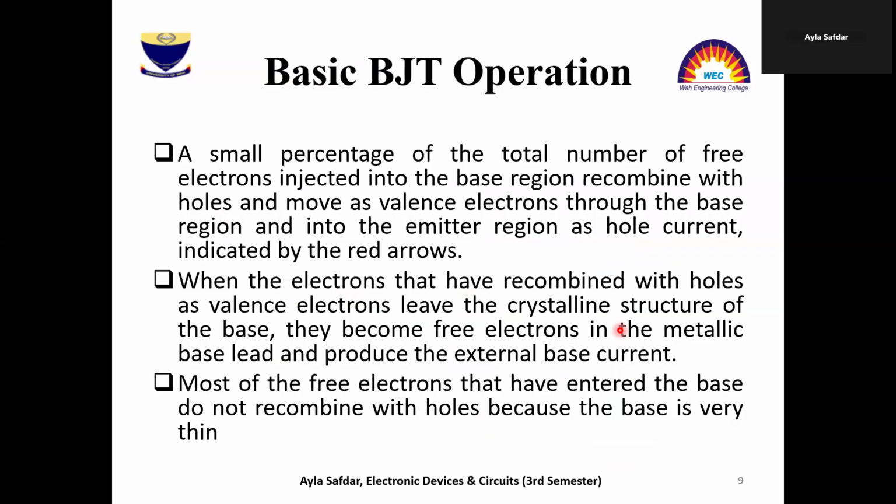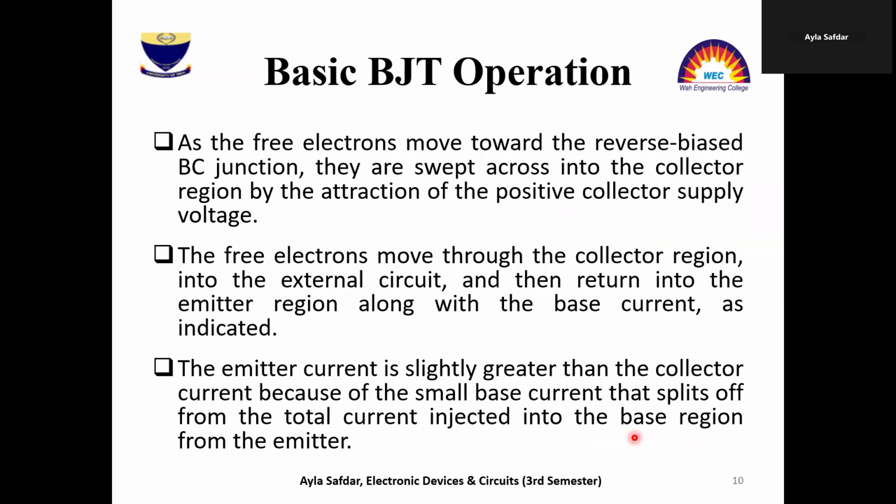Most of the free electrons that have entered the base do not recombine because the base is very thin. The main thing is that the free electrons move towards the collector region, into the external circuit, and return to the base, and this is the whole working. The main point you should remember is that the emitter current is slightly greater than the collector current because of the small base current. So we have the major emitter current, a small base current flowing towards the base, and the rest is the collector current.